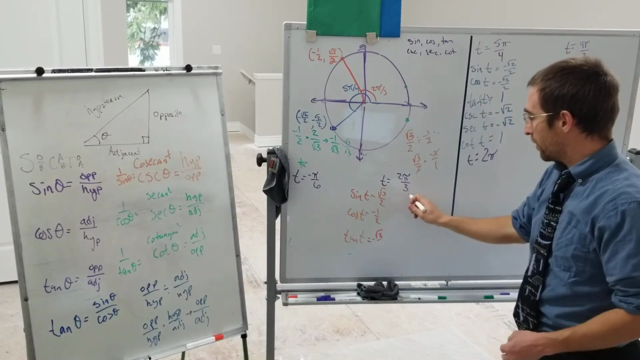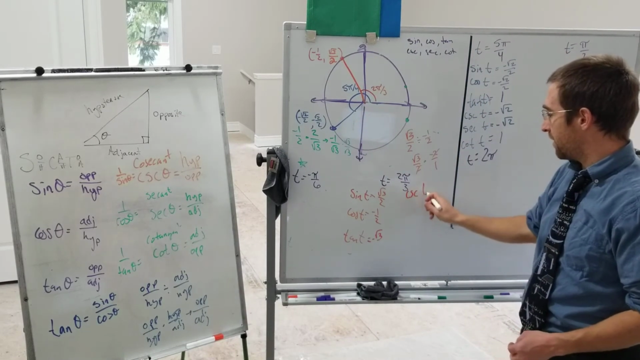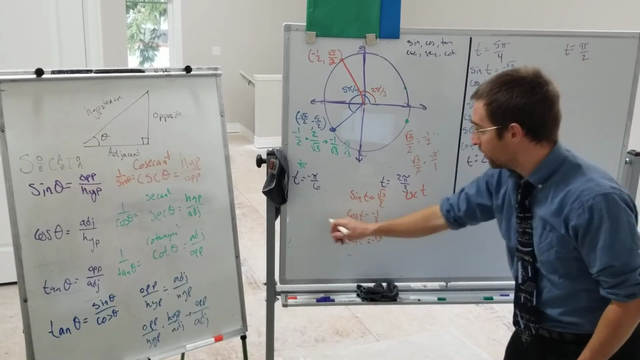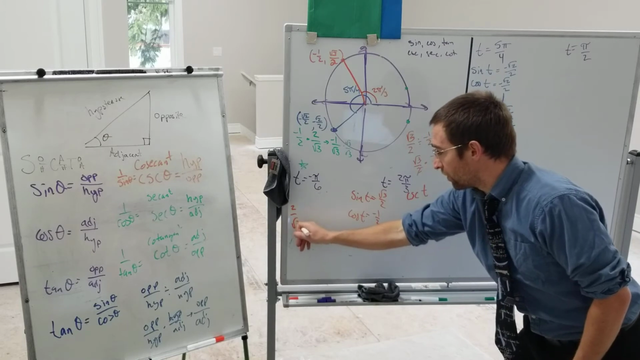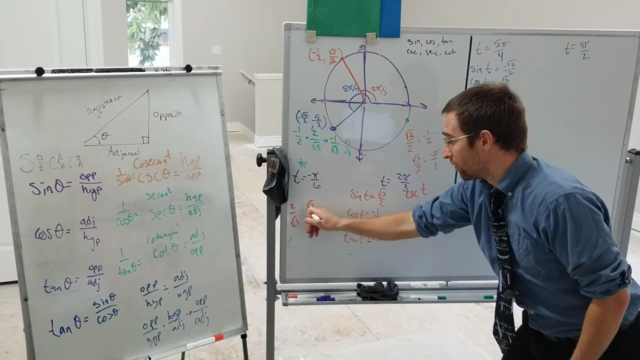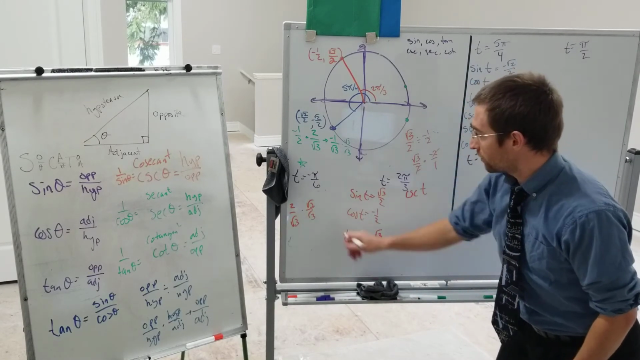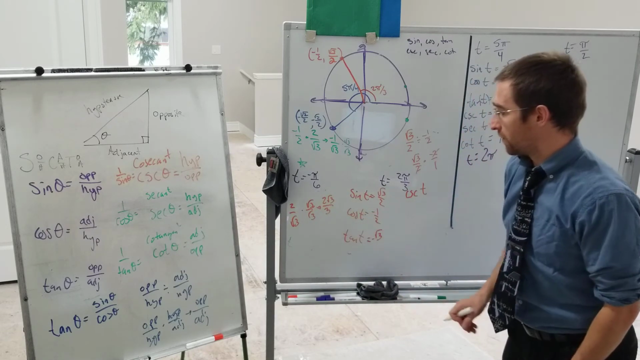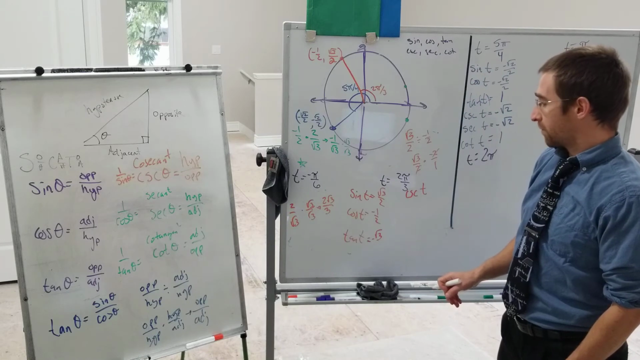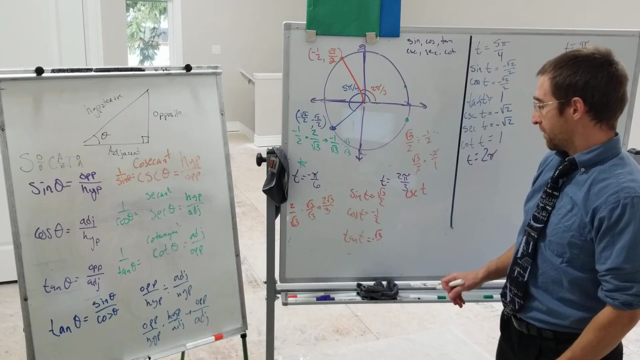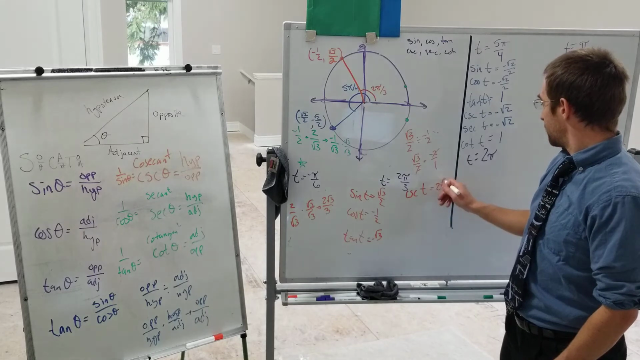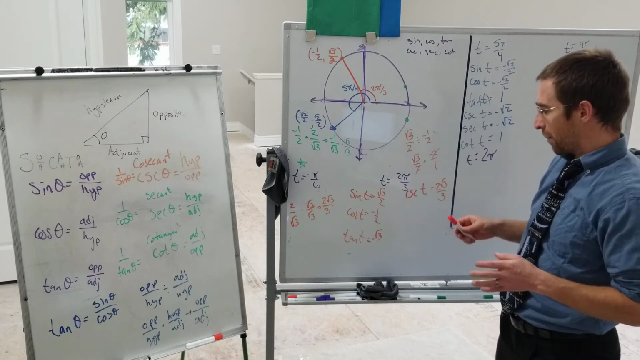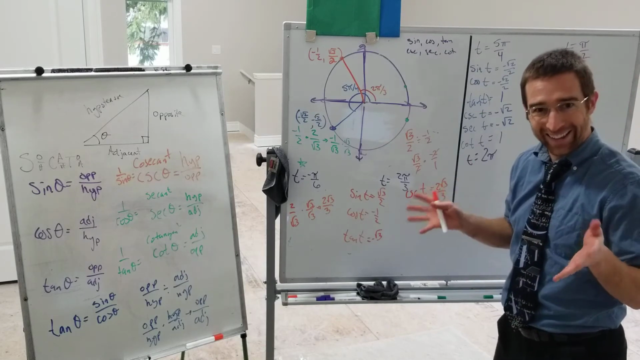So now let's go cosecant of t. Well, that's going to be the reciprocal of root 3 over 2. So 2 over root 3, rationalize it, root 3 over root 3. That gives me 2 root 3 over 3. Alright, did I do that right? Yes, that's right.